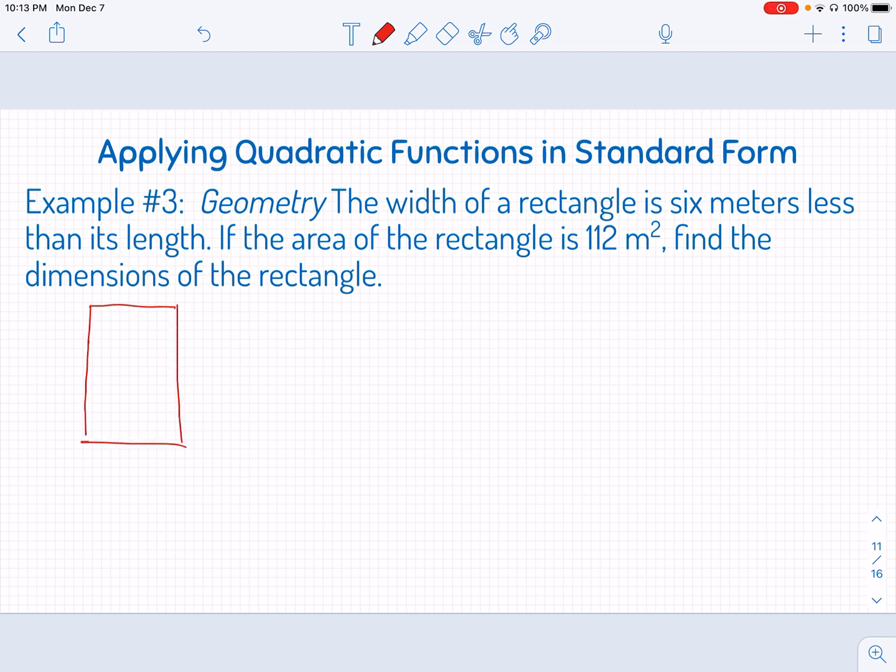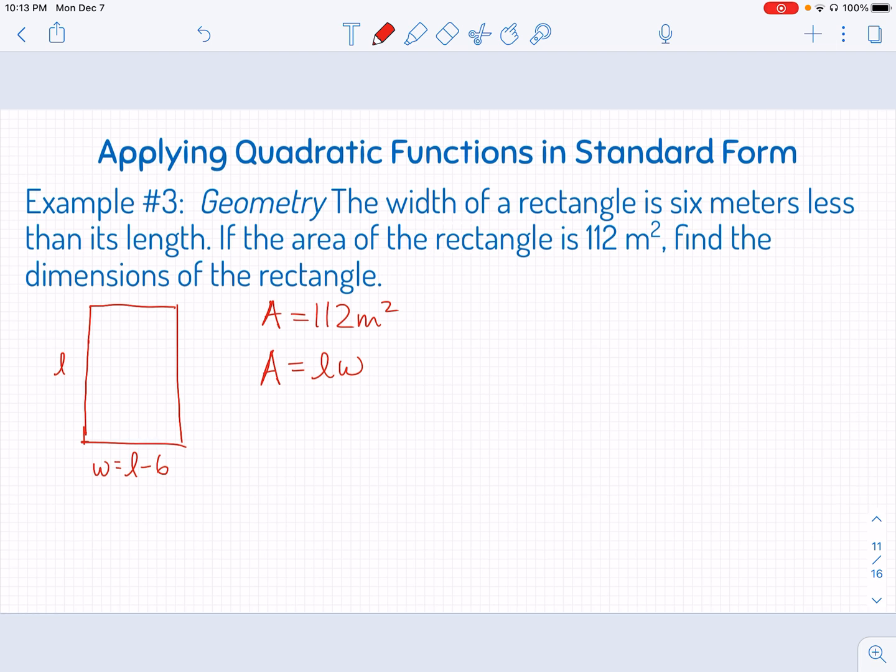So let's draw a rectangle. So this is the length, and this is the width. The width is 6 meters less than the length. Okay. And then they tell us that the area is 112 meters squared. Find the dimensions of the rectangle. Well, I know the area of a rectangle, and I bet you do from geometry too. Area is length times width.